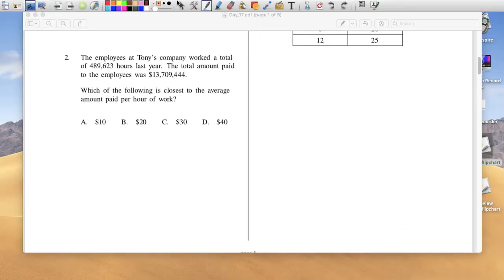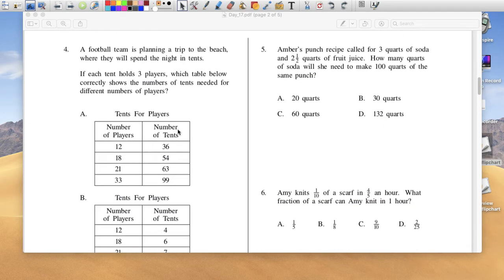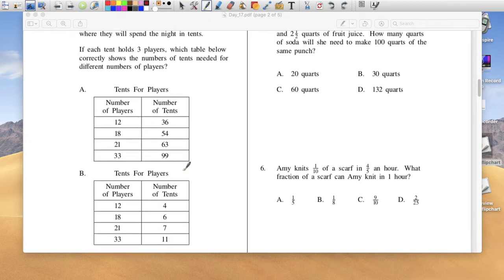So back to question 4. A football team is planning a trip to the beach where they will spend the nights in tents. If each tent holds 3 players, which table below correctly shows the number of tents needed for different numbers of players?